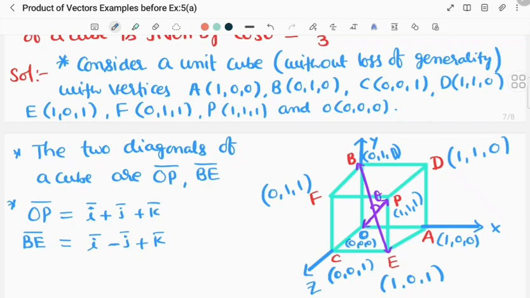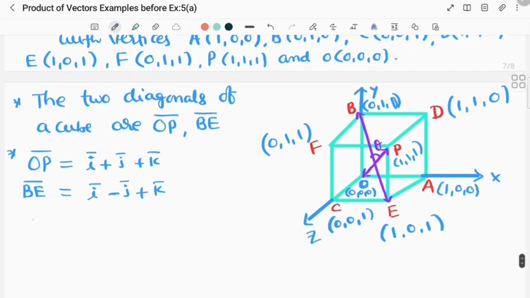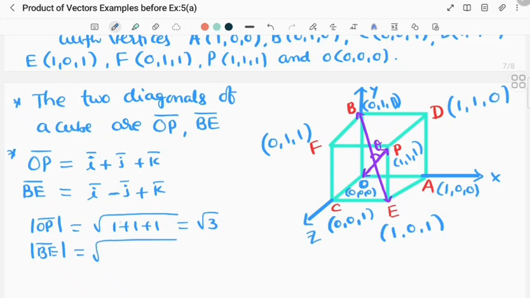After that these magnitudes also we can calculate. Mod OP bar is equal to root of 1 plus 1 plus 1. Mod BE. Still anyone not able to understand what BE means? OE minus OB. OE means E point, OB means B point. E minus B, you do that: 1 minus 0, so 1; 0 minus 1, that's why minus J we wrote here; 1 minus 0, so 1. So root of 1 plus 1 plus 1.